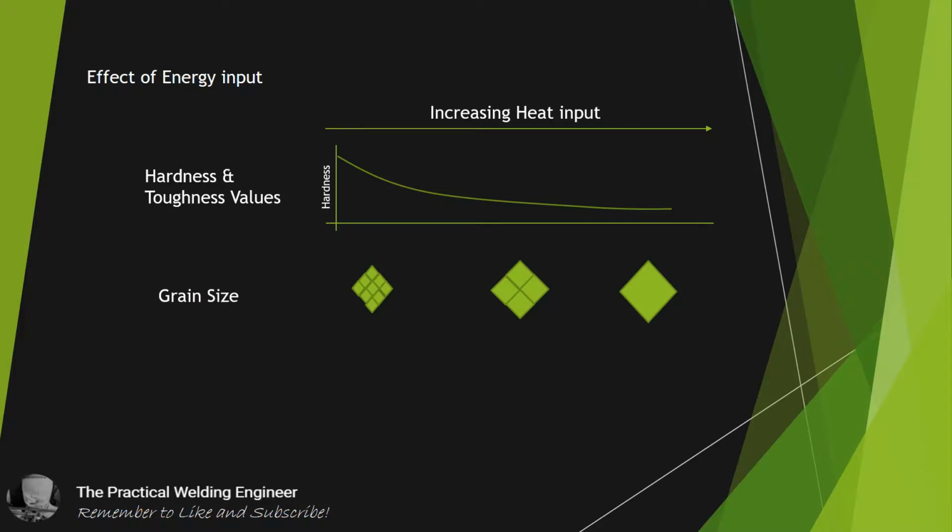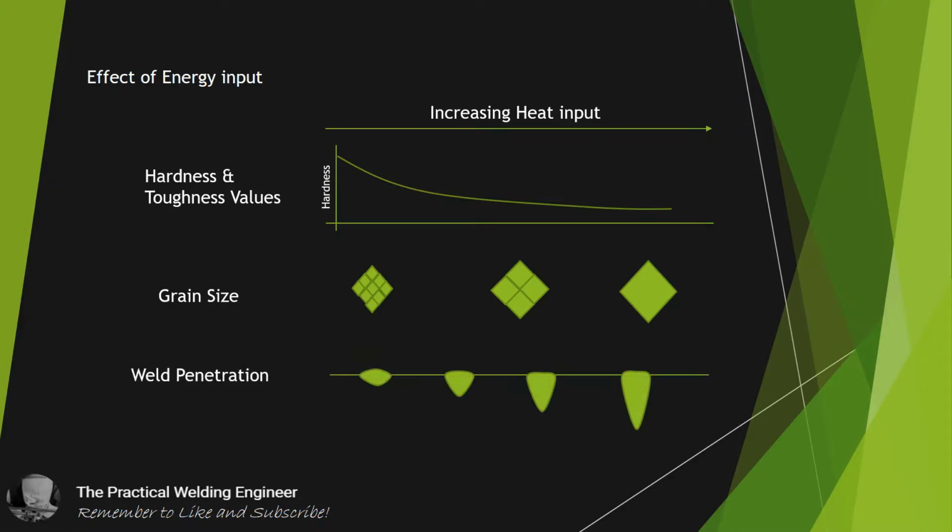Those drops in hardness and toughness values are being driven by an increase in our grain structure size. So low heat inputs produce a grain structure which tends to be very small, and on the harder side. To heat inputs which are very high, we have large grain structures and therefore lower hardness values and toughness.